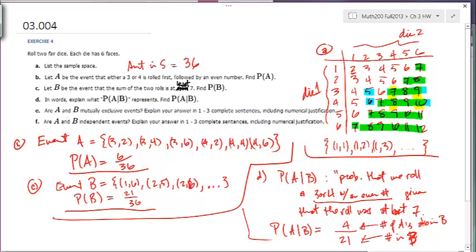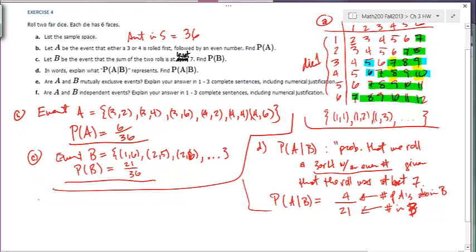Now the last two problems: are A and B mutually exclusive events? Mutually exclusive means they don't intersect. And clearly there are these numbers in yellow where they are both in event A and event B. So I'd have to say that A and B are not mutually exclusive.